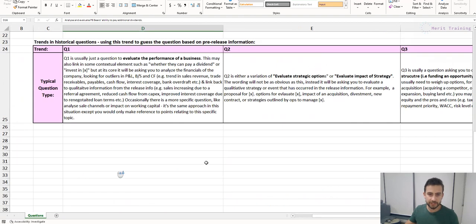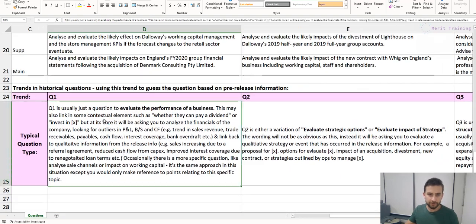So what this means is it's basically a financial analysis of the business. So it's looking at the P&L and saying, okay, revenue's gone up. Trade receivables have gone up, payables have gone up, cash flow has gone down, interest coverage has gone down, bank overdraft. So you're not necessarily preparing it based on every single piece of key information or trend, but you're kind of looking for the outliers. So some of that information you can get from the pre-release data. Some of it you can assume based on the qualitative trend in the answer and just kind of leave the numbers blank.